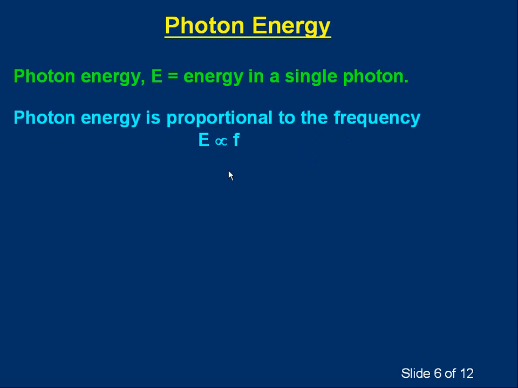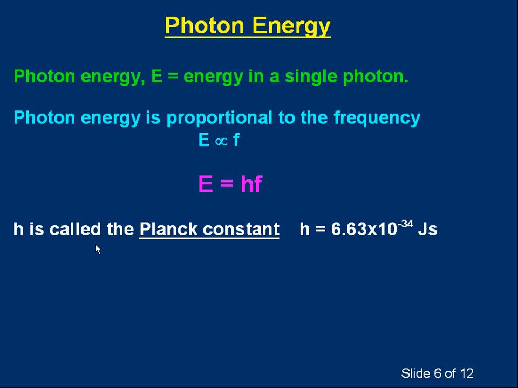Now, I hope you know we can turn proportionalities into equations by replacing proportional with equals a constant. So we can say E equals constant times frequency. That's a very important equation for working out the photon energy if you know the frequency. And this constant, we give the symbol h. The constant is very important. h is called the Planck constant, or some people call it Planck's constant.